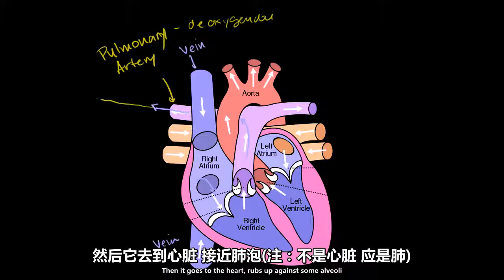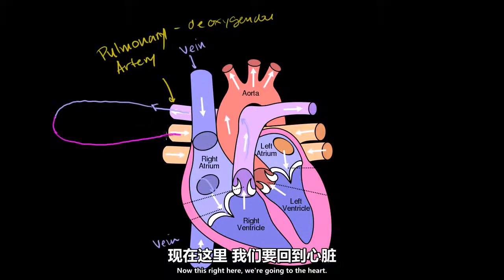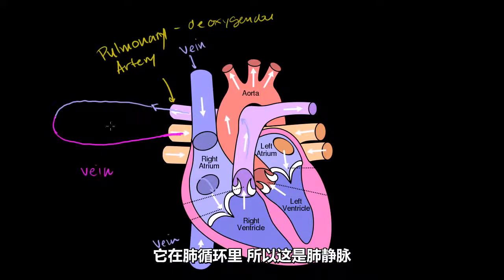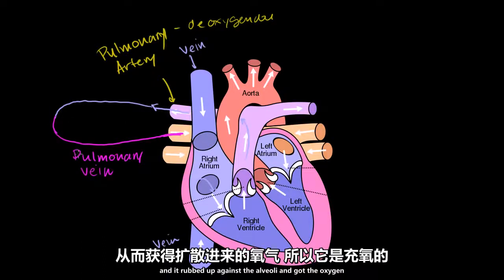Then it goes to the heart, rubs up against some alveoli, and then gets oxygenated. And then it comes right back. Now this right here, it comes back just like that. This right here, we're going to the heart, so that's a vein. We're dealing with the loop with the lungs, so it's a pulmonary vein. And it rubbed up against the alveoli and got the oxygen diffused into it, so it is oxygenated.